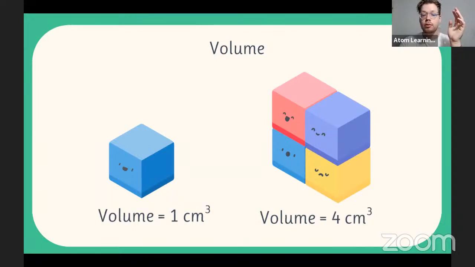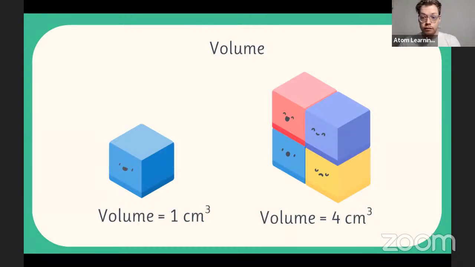So volume is just the amount of space taken up by a 3D shape, or by any object around us. Like my phone will have a certain volume. The tea in my mug will have a certain volume. All things have volume, okay? Any 3D object has volume, and it is just the amount of space taken up by that shape.